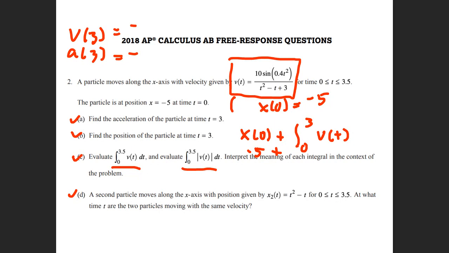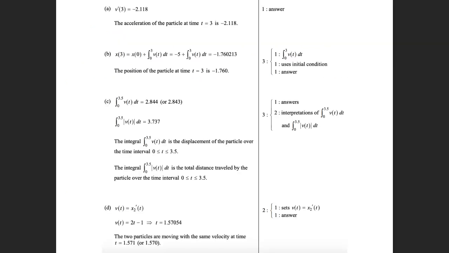Well, you already should have the first equation in, right? The v of t is equal to 10 sine blah, blah, blah over t squared minus t plus 3. And the second equation, I would just take the derivative of that, because remember, the derivative of position gives velocity. So 2t minus 1. Right, because this is a position function. We want to know the velocity.